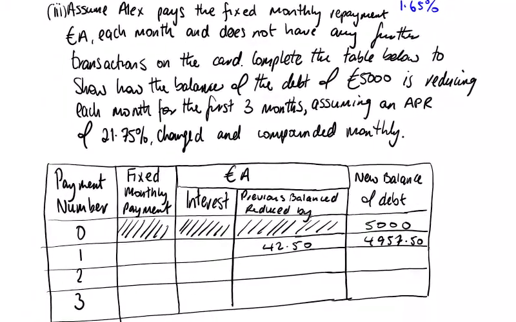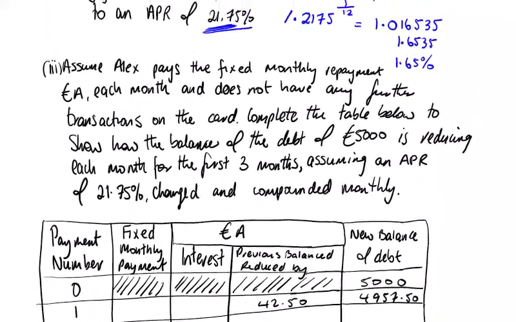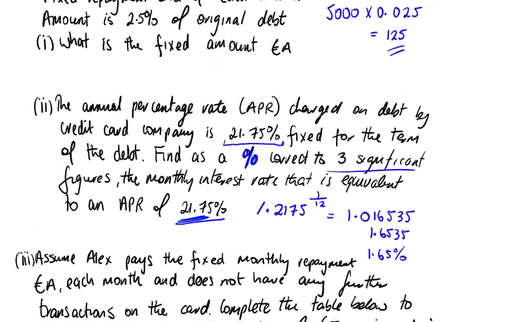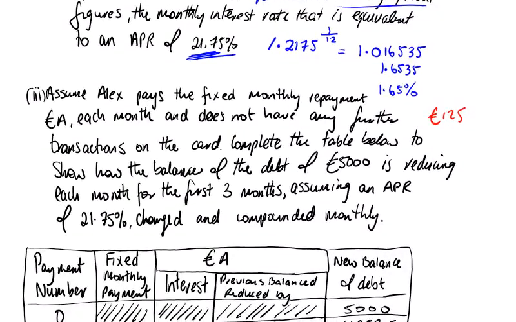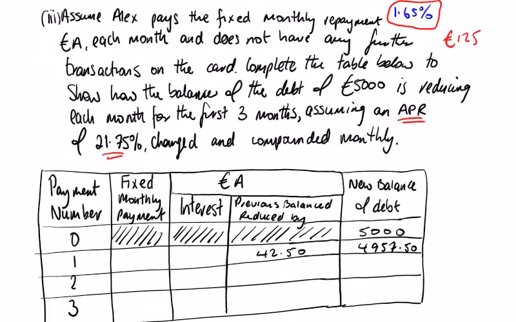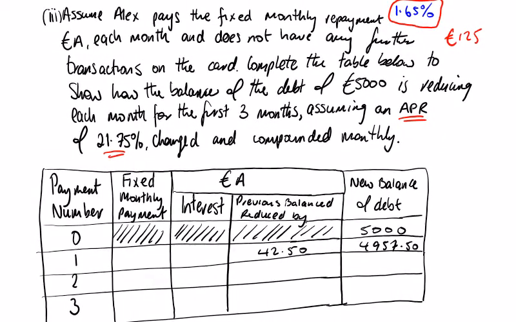Part 3: assume Alex pays the fixed monthly payment A each month. We got 125, didn't we, up here. Just jot that down, 125. And does not have any further repayments. Complete the table below to show the balance on the debt of 5,000 reducing each month for the first 3 months, assuming an APR of 21.75 from the previous part. So these are the numbers we're bringing down. We're given this table with some numbers and some shaded boxes, and we're asked to complete the table. So the fixed monthly payment is 125.